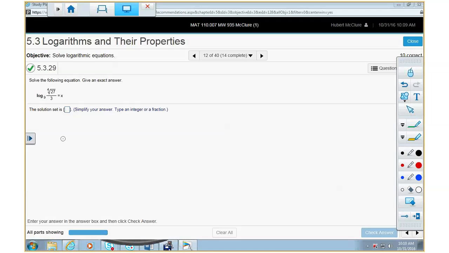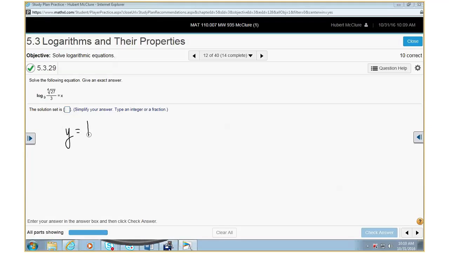So y is equal to log base A of x yields A to the y is equal to x. I always write this like this, no matter if I'm doing a problem for a student, because that's just the way I learned it. And I plug this in: x is equal to log base 9 of the 4th root of 27 over 3. That's 4th root.